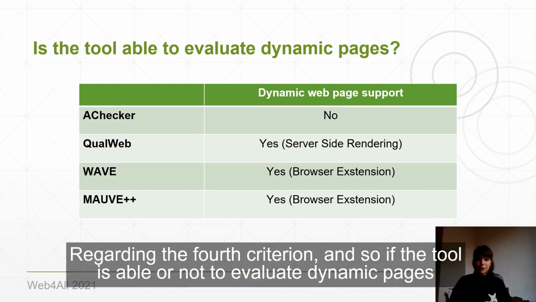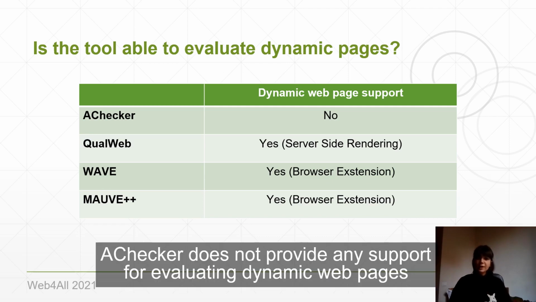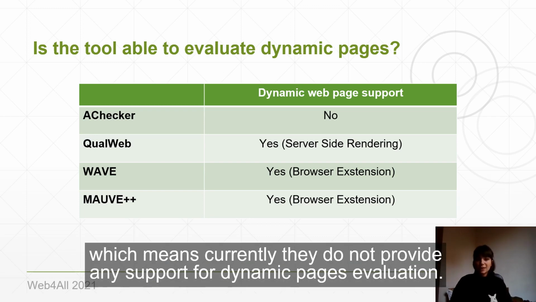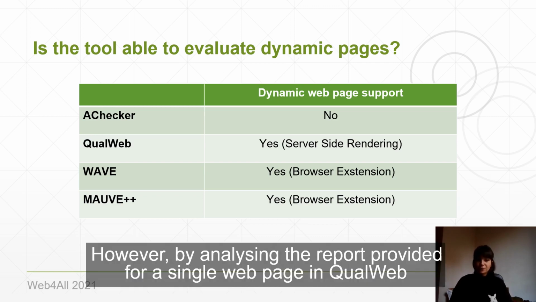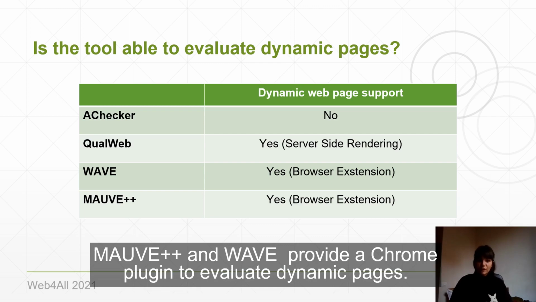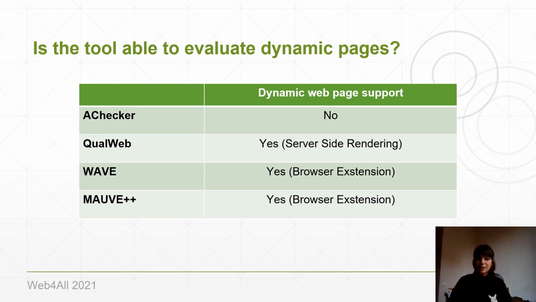Regarding the fourth criterion, and so if the tool is able or not to evaluate dynamic pages, HAcker does not provide any support for evaluating dynamic web pages. QualWeb declares in the About section that a browser extension will be released soon, which means that currently they do not provide any support for dynamic pages evaluation. However, by analyzing the report provided for a single web page in QualWeb, it seems that the tool can evaluate it correctly thanks to a server-side rendering capability. MAUI++ and Wave provide a Chrome plugin to evaluate these dynamic pages.